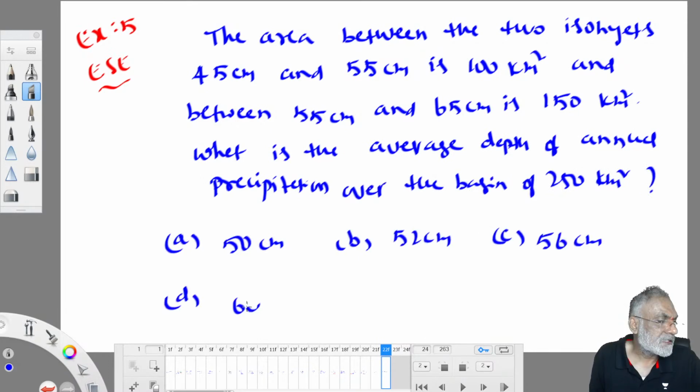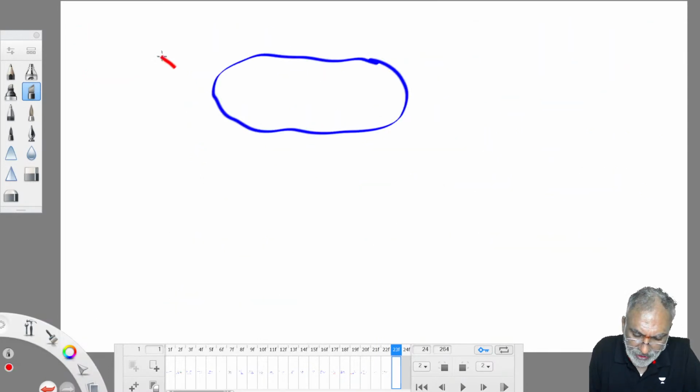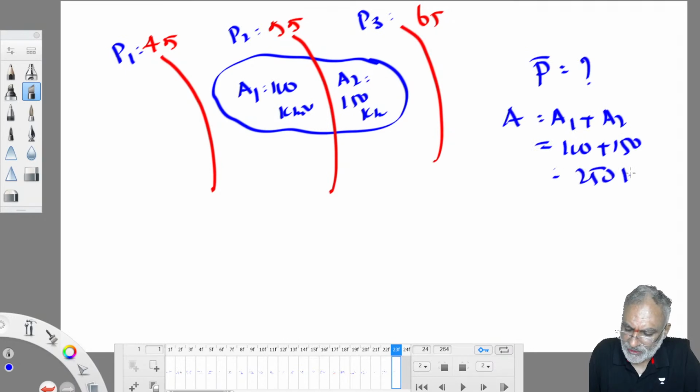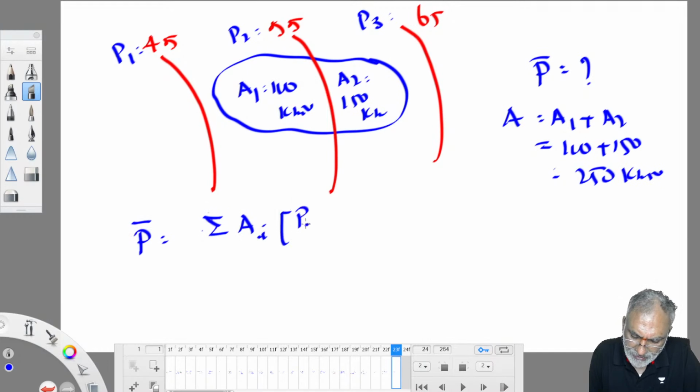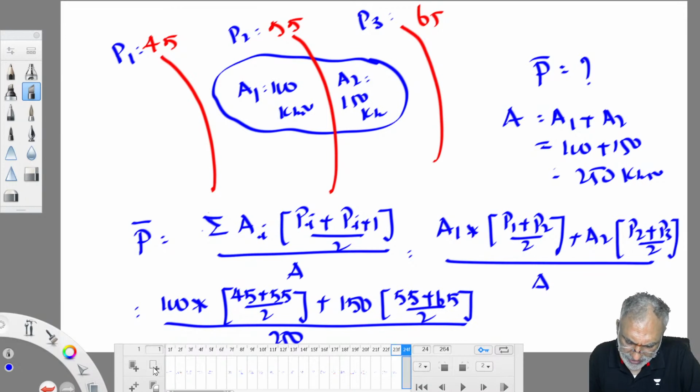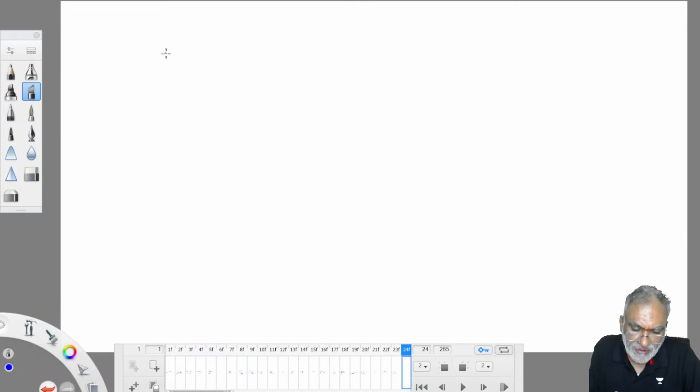For three isohyetal lines are given: 45 centimeter, 55 centimeter, and 52 centimeter, 60 centimeter. Areas are 150 kilometers square and 250 kilometers square. What is the average depth? It is the sum of Ai into (Pi plus Pi+1) by 2, divided by the total area of the catchment, 250. Let us work it out without calculator because this is an ESE question. So it is 100 kilometers square, into (45 plus 55) by 2.